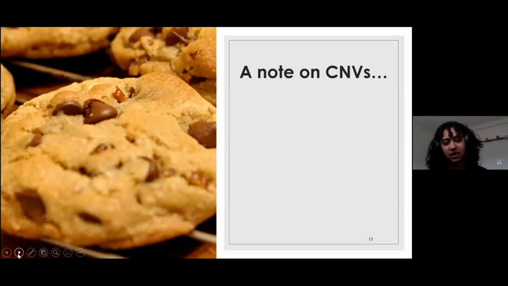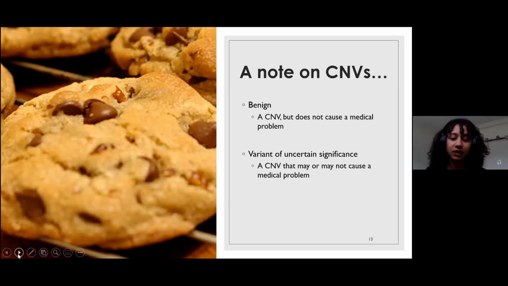So a quick note on CNVs, and this really applies to any type of genetic change or difference. Thinking back to the recipe for a cookie, right? If a gene is like a recipe or a genetic material is like a recipe, you can have a benign change in a recipe. You could take regular sugar and turn it into brown sugar in a cookie recipe, and it'll still work. It's a change, it's a CNV, but it doesn't cause a medical problem. You can have a variant of uncertain significance. A lot of times doctors will call that a VUS, and that's a CNV that may or may not cause a medical problem.